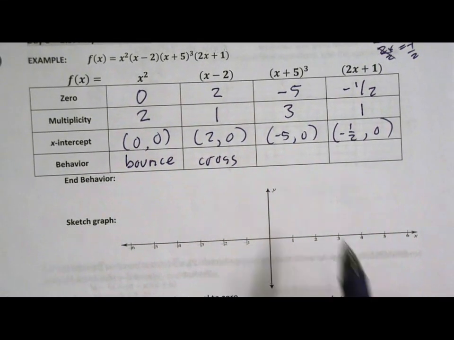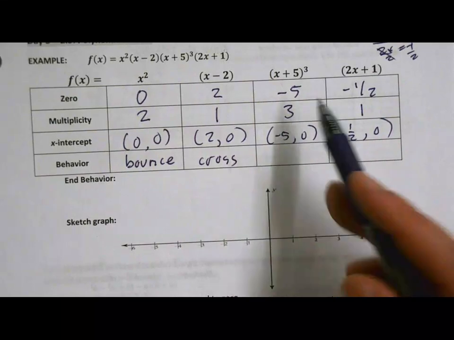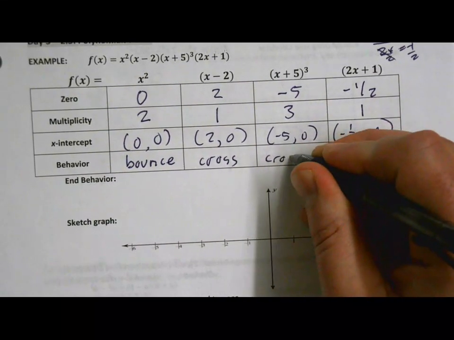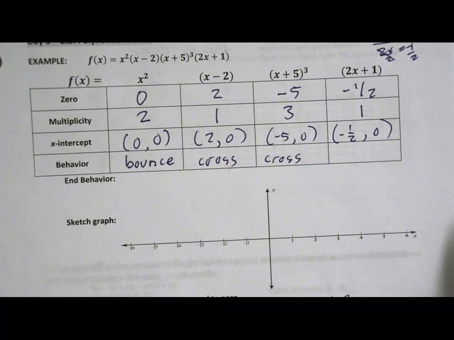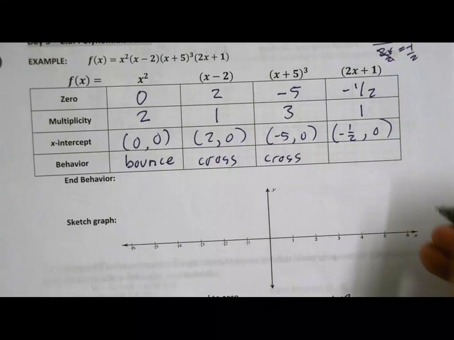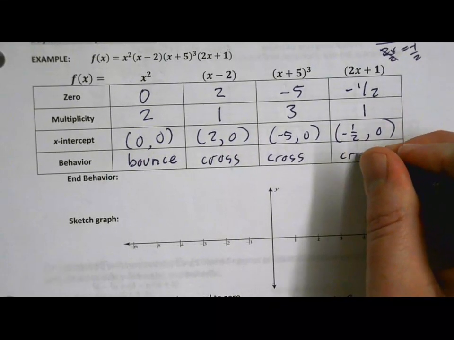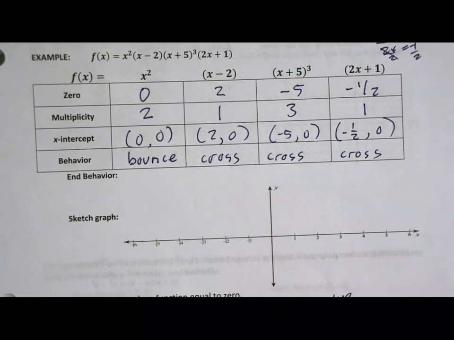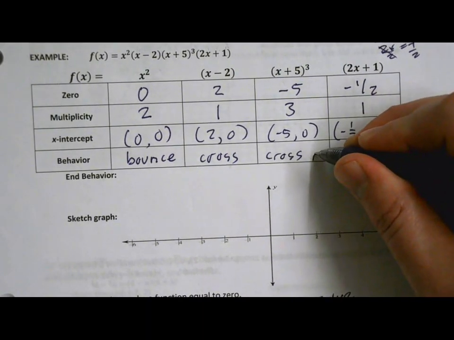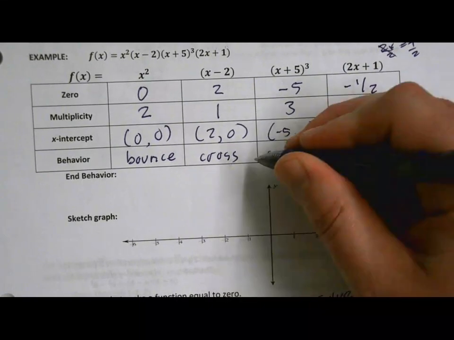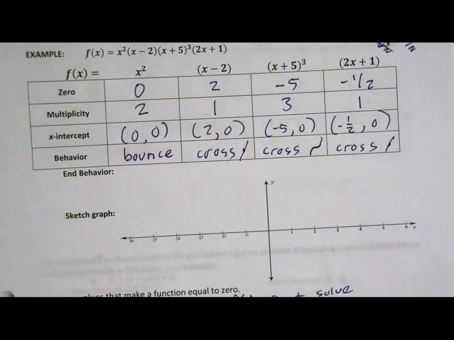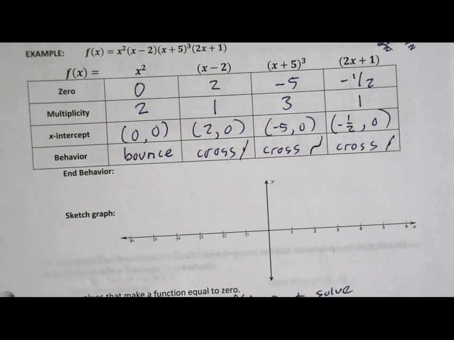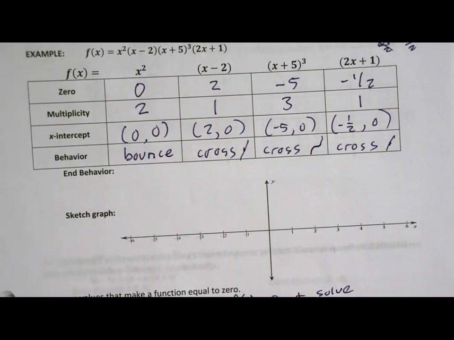At negative 5, 0, again, odd multiplicity, so we'll be crossing the x-axis. And at negative 0.5, 0, odd multiplicity, again, it's going to cross. And this one's going to be more of an S shape where it crosses, where these are going to just go straight across. So in a moment, we're going to come back and sketch this thing.